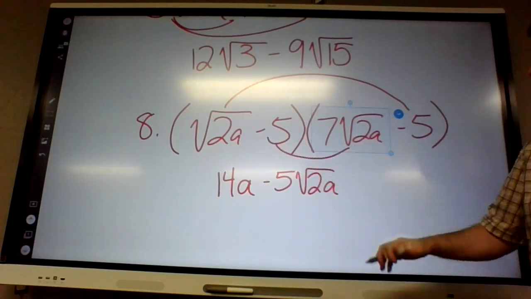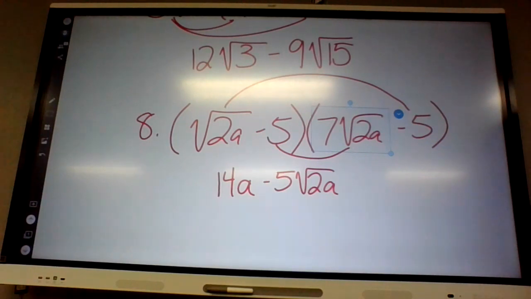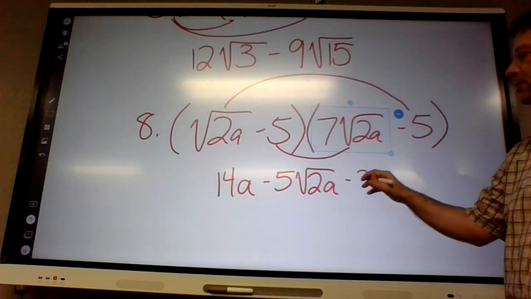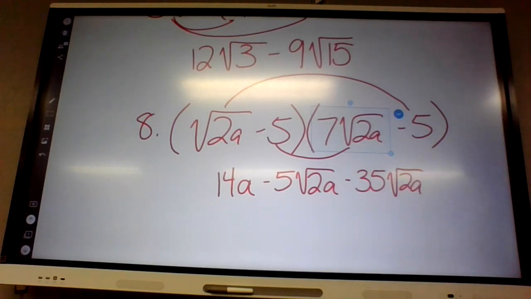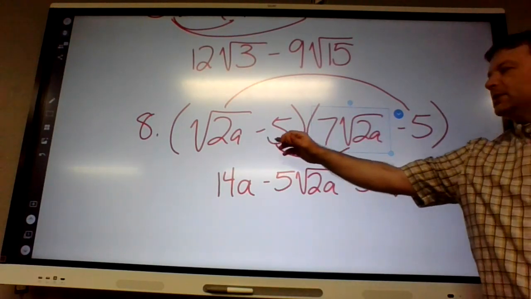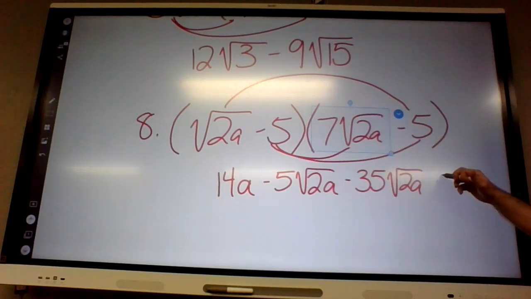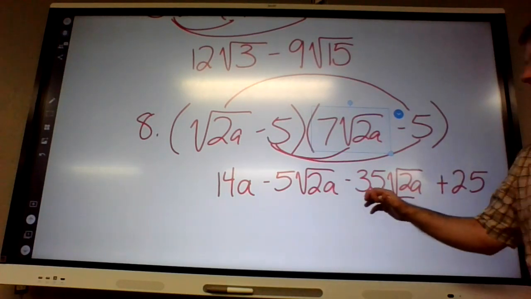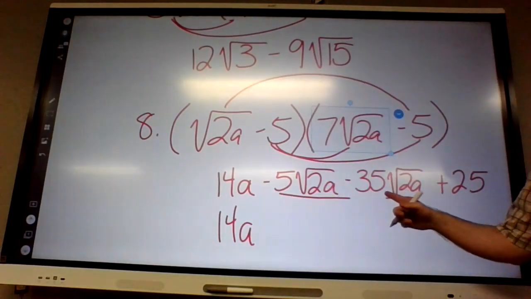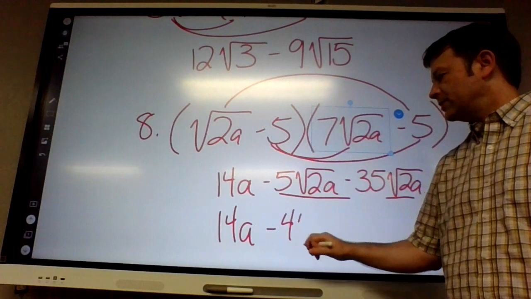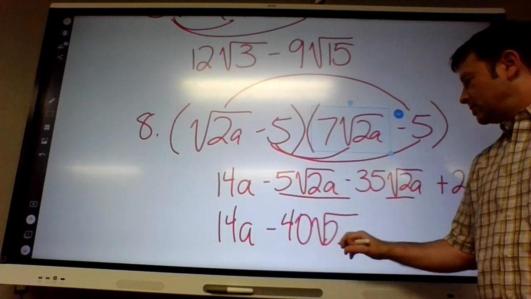Inside, negative 5 times 7 square root of 2a. Negative 35 square root of 2a. And then last, negative 5 times negative 5. Positive 25. Is there anything else that can be done? The middle two are like terms, so we can put them together. Negative 5 of those plus negative 35 of those is negative 40 of those.